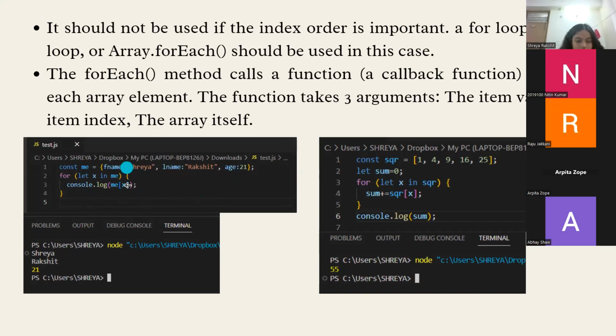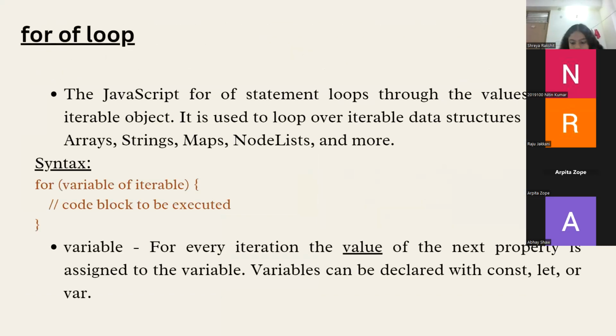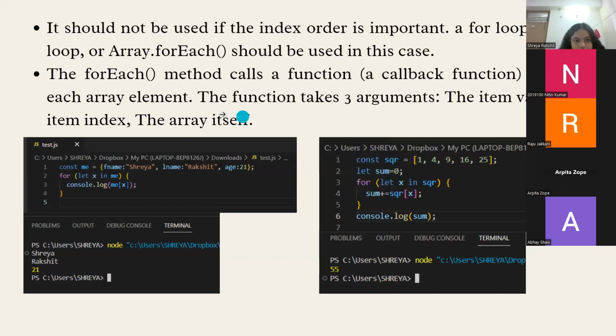x will take the properties. And in case of arrays, when we are using a for in loop, x will take the indexes like 0, 1, 2, 3, and 4. So we need to use this syntax for getting the values of that index. One important thing: it should not be used if the index order is important. In this case, we may prefer the for loop or for of loop or the array.forEach loop.